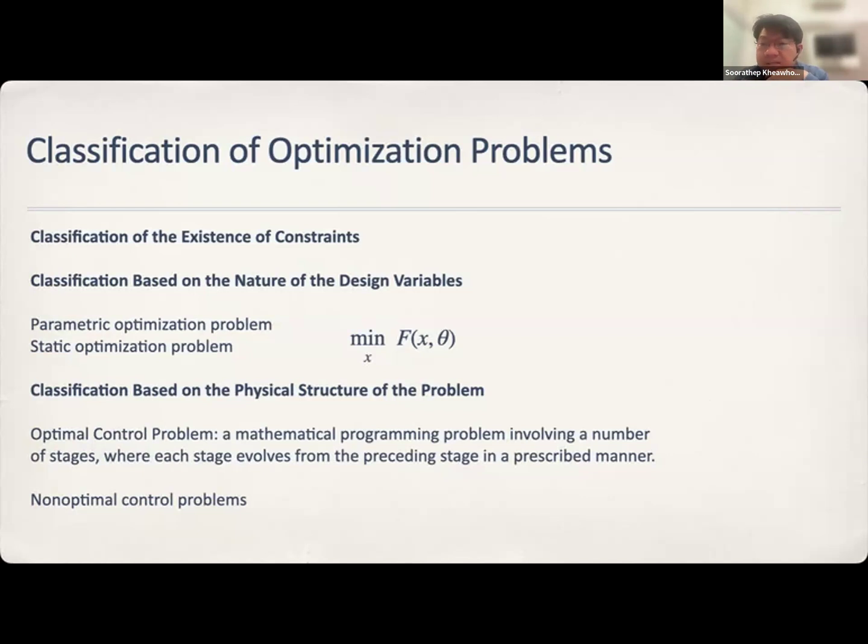And which one is easier to solve? What do you think? Nutsit, are you here? Yes. Yes, which one is easier to solve?